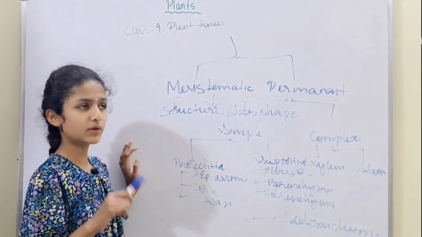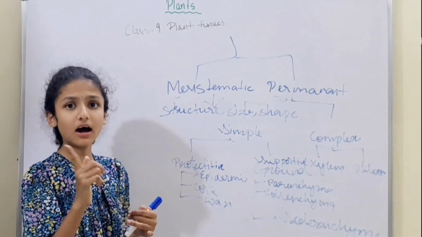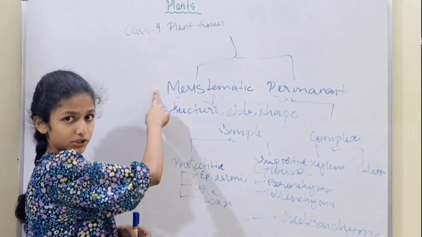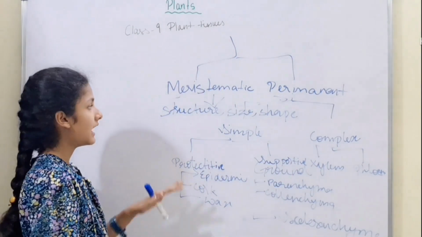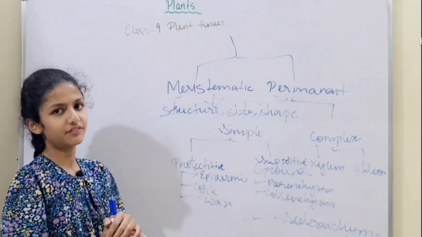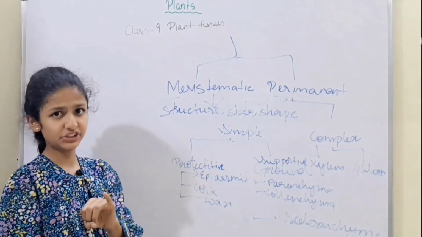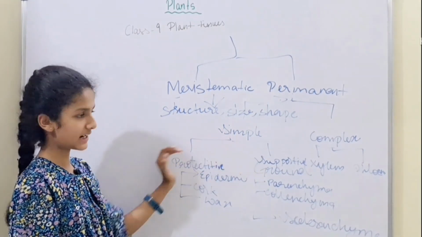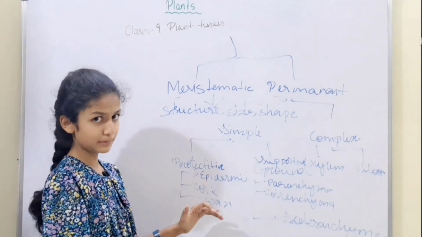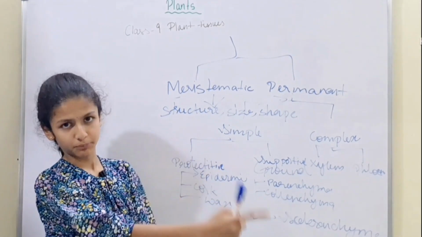Now that we have got to know about differentiation: differentiation means the process by which meristematic tissues lose the ability to divide and acquire a permanent structure, size, and shape. It is known as differentiation. We know what simple and complex permanent tissues are. Now, simple permanent tissue is protective and supportive.